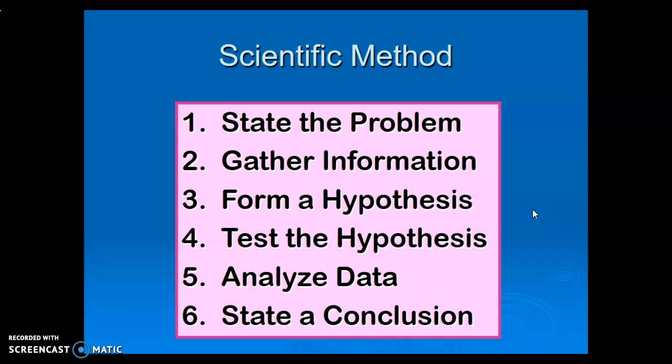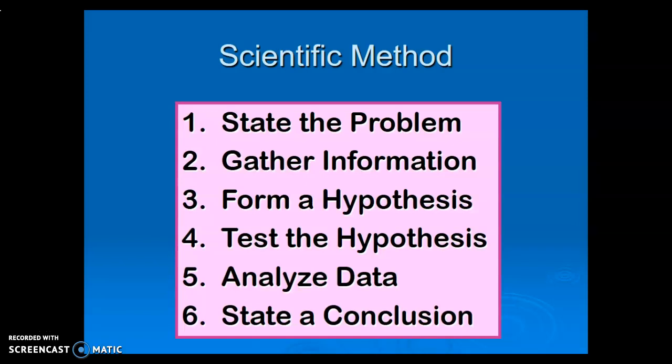Hi everybody, welcome back. We just finished talking about the difference between observation and inferences, and we introduced the scientific method. So on this slide here, I have the 6 steps of the scientific method. You may want to take a moment and pause the video and go ahead and write these down. You are going to have to know all 6 of these steps in order, and this is how scientists are going to conduct their experiments.